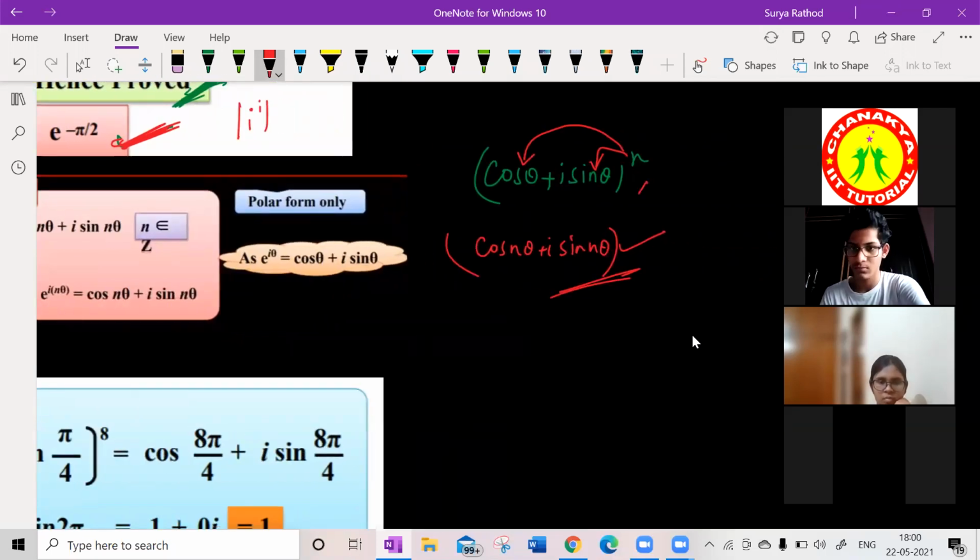Look at this here, n belongs to all integers. Getting my point?